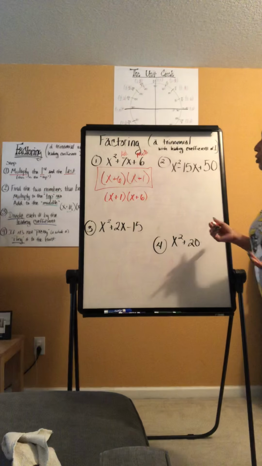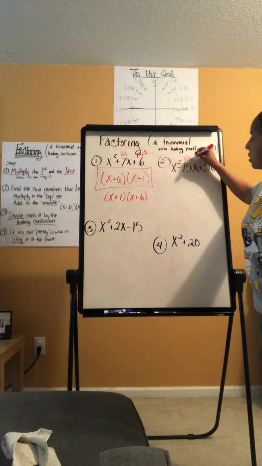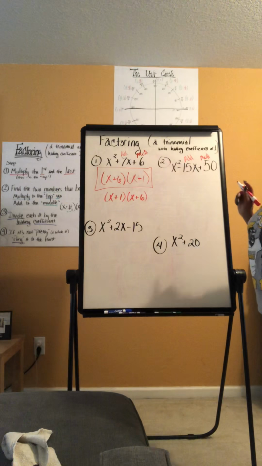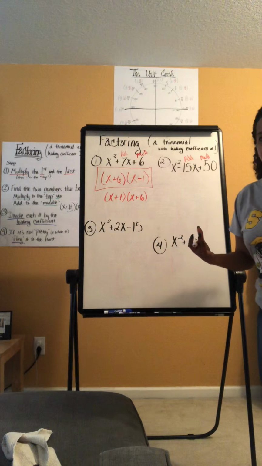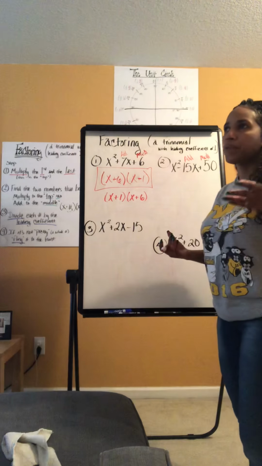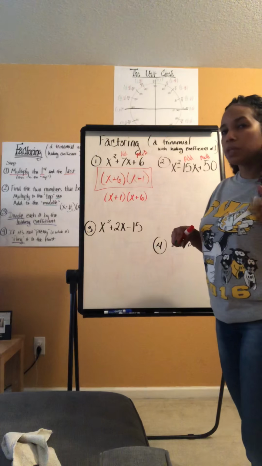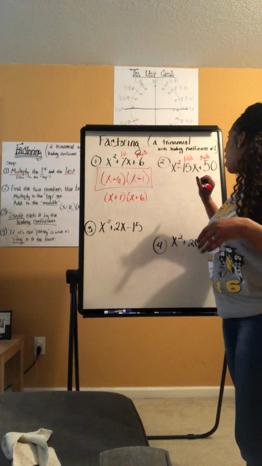All right, number 2. Same situation. I want to add to the middle and multiply to the last. AM. So the numbers that multiply to 50. You can think of all the factors of 50. You have 1 times 50. That's not going to give me 15. 2 times 25. 2 and 25 is not going to make a 15.